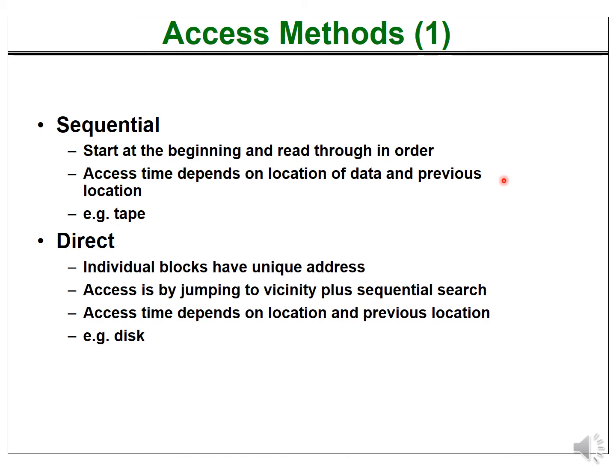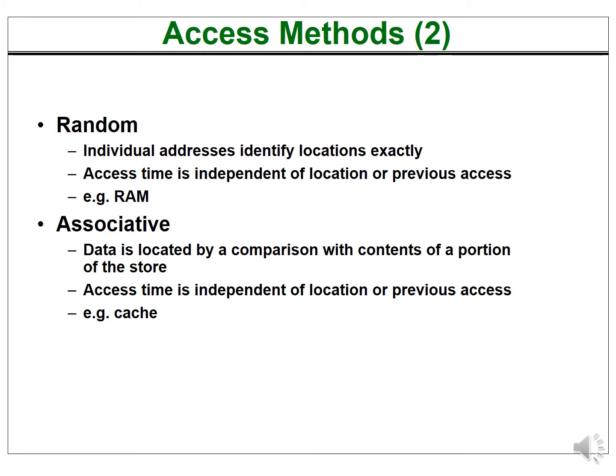But within that track, the individual sector or the individual piece of data has then to be sequentially accessed. So we say that access is by jumping to the vicinity plus sequential search. Once again, access time depends on the location and previous location. Then we have the random access.